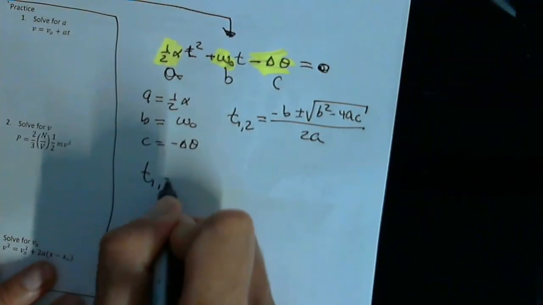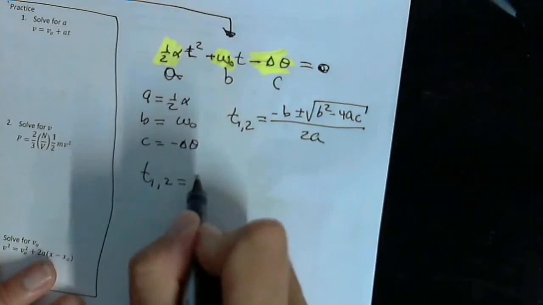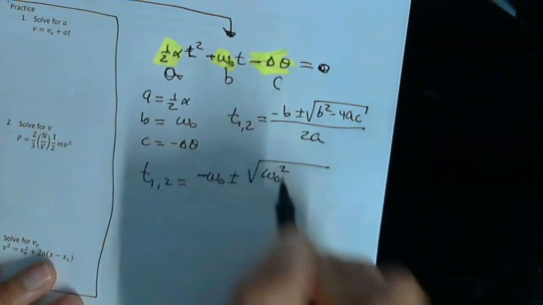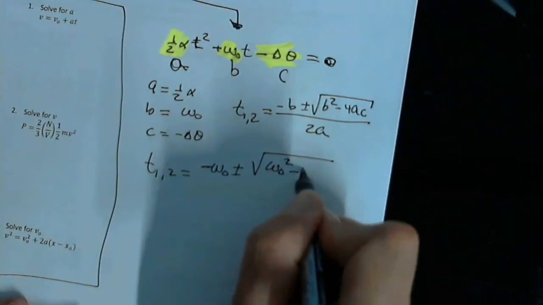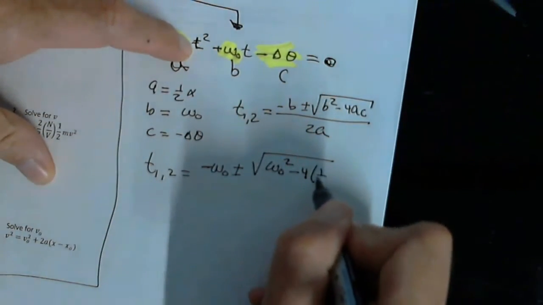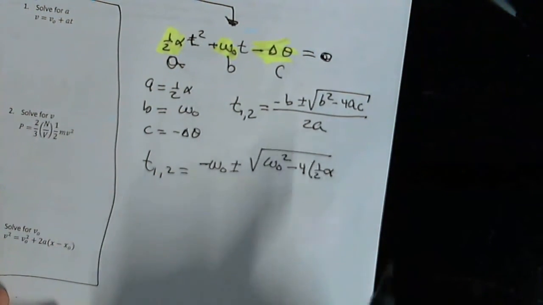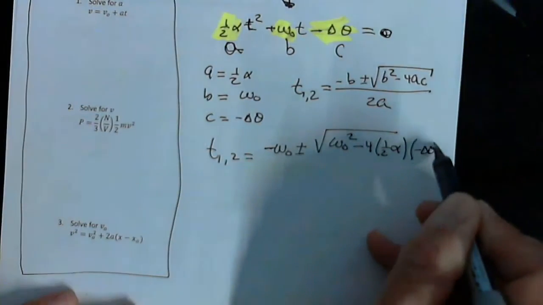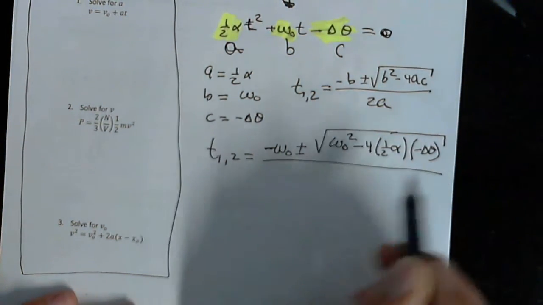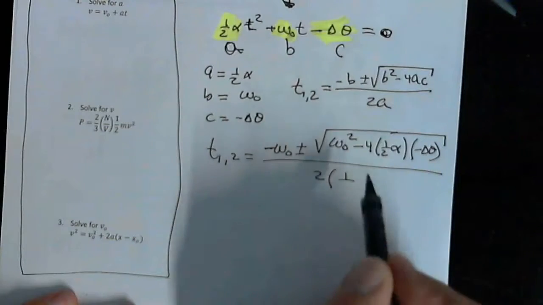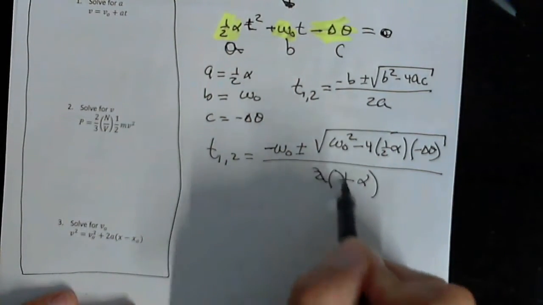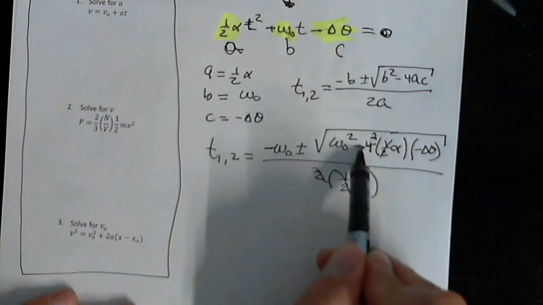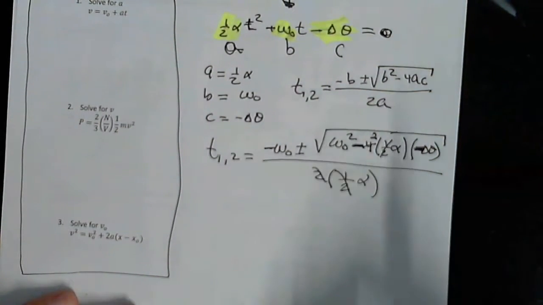And now we start putting the numbers. Negative b is negative omega naught, plus minus the square root of b squared, omega naught squared, minus 4a, which is 1 half alpha, and c is negative delta theta, all over 2 times a, that is 1 half alpha. So the half and the 2 simplify, the half and the 4 simplify, and negative times negative is positive.